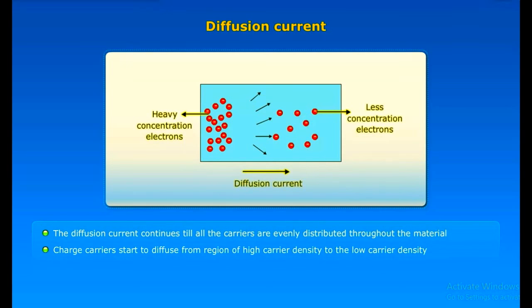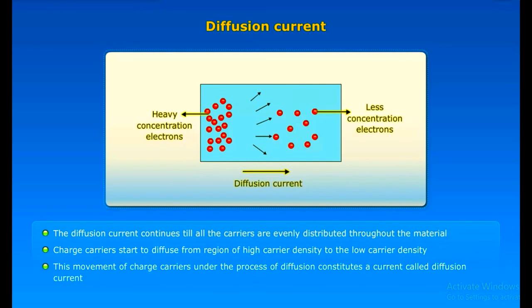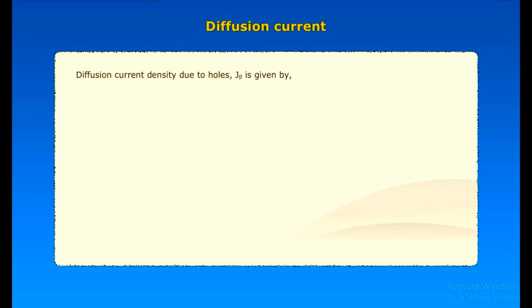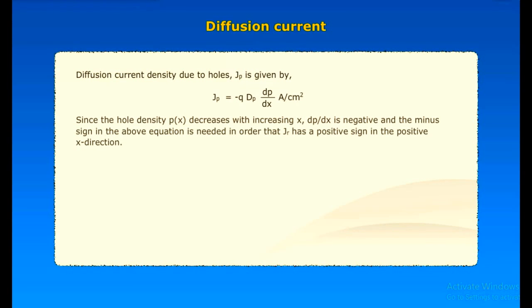Charge carriers start to diffuse from a region of high carrier density to the low carrier density. This movement of charge carriers under the process of diffusion constitutes a current called diffusion current. Diffusion current density due to holes is given by, since the hole density decreases with increasing x, dp by dx is negative, and the minus sign in the above equation is needed in order that Jp has a positive sign in the positive x direction.